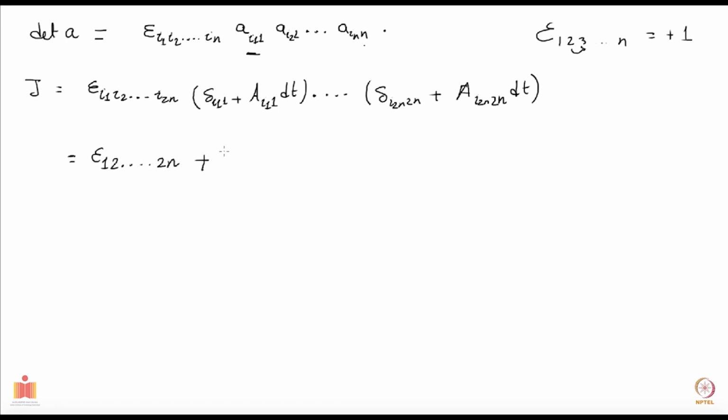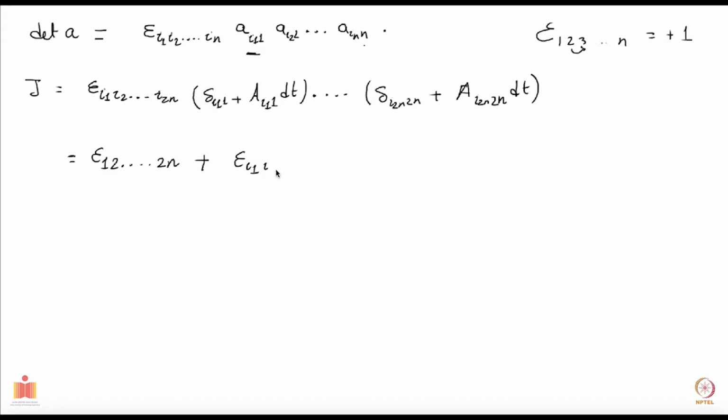Plus, now you are going to generate the terms proportional to dt in many ways. If you pick up this factor from this term and all the others are deltas, then you are going to have a term proportional to dt. Similarly, if you pick from this one a delta and you pick A_{i2 2}, and all others to be deltas, then you get another term which is proportional to dt. So let me write that down. So you are going to generate terms like this.